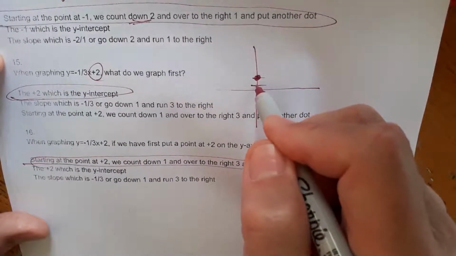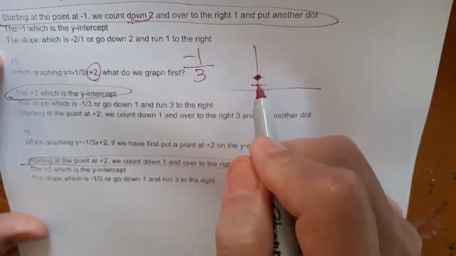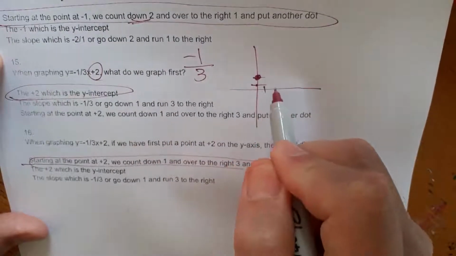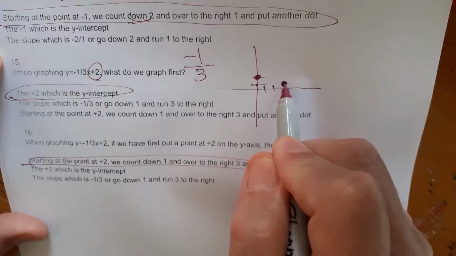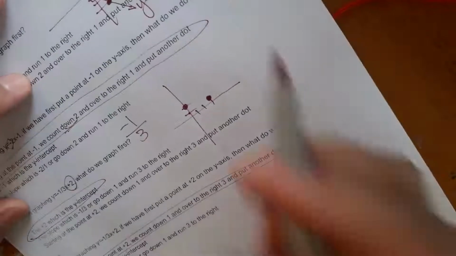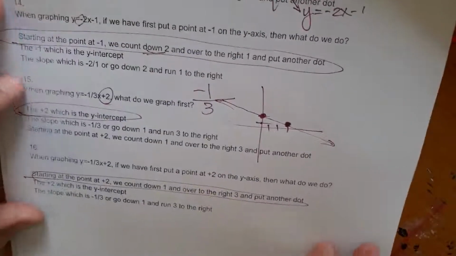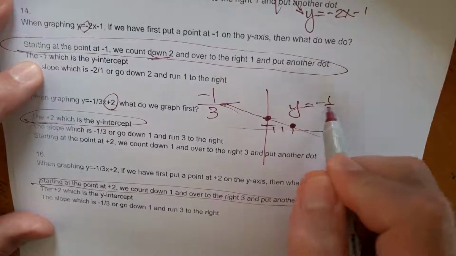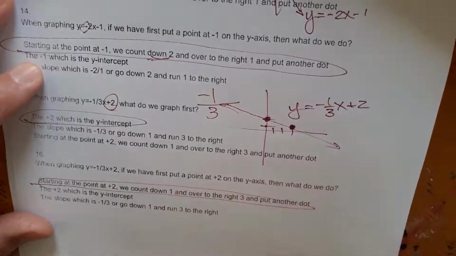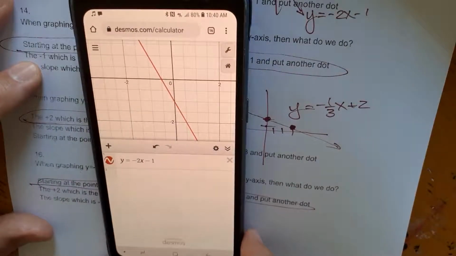Negative 1 over 3 is the slope. So down 1, right? And if we write it this way, maybe it's easier for your brain to see. Down 1 over 3. 1, 2, 3. Down 1 over 3 and plot a point, trying to get as accurate as I can here. It's not perfect, but there we go. There's my graph of y equals negative 1/3 x plus 2. How do we prove it? Let's go to our technology and practice it right here.